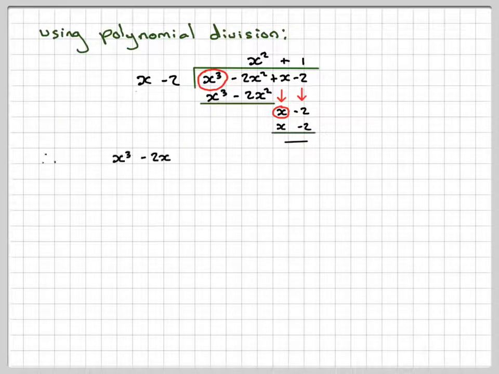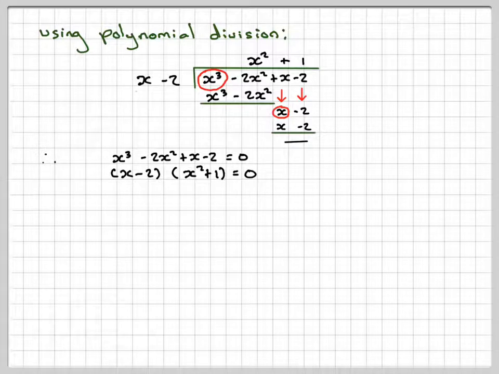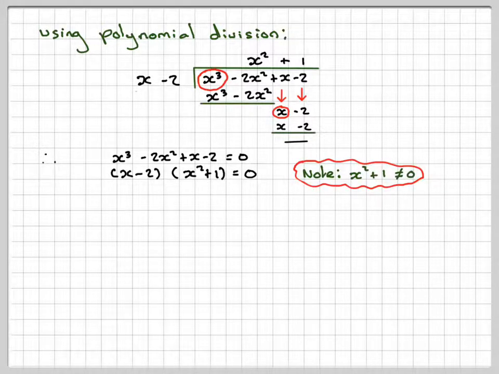So therefore, we can now write that x cubed minus 2x squared plus x minus 2 is equal to 0, is equal to (x minus 2) times (x squared plus 1) is equal to 0. So either this is 0, which we know gives me x is equal to 2, or this could be equal to 0, but x squared plus 1 cannot be equal to 0 for real numbers, because if you put x squared is equal to minus 1 and try to take the square root of minus 1 for real numbers, it doesn't work. Therefore, there's just one solution, x is equal to 2.